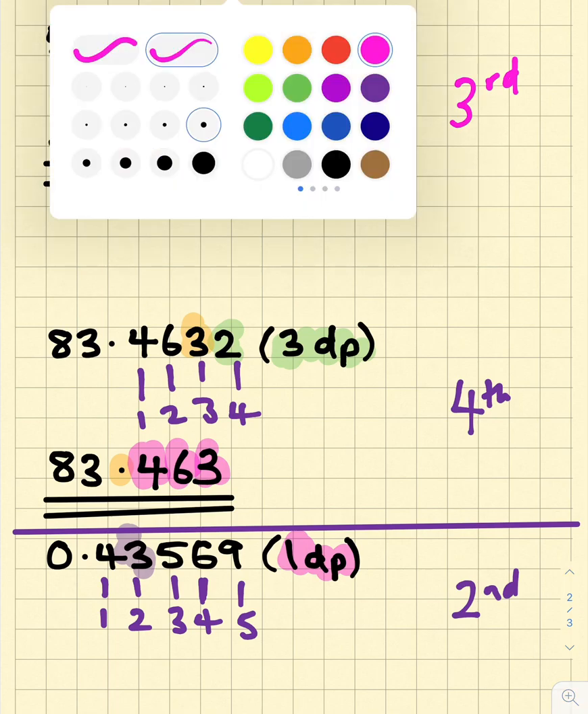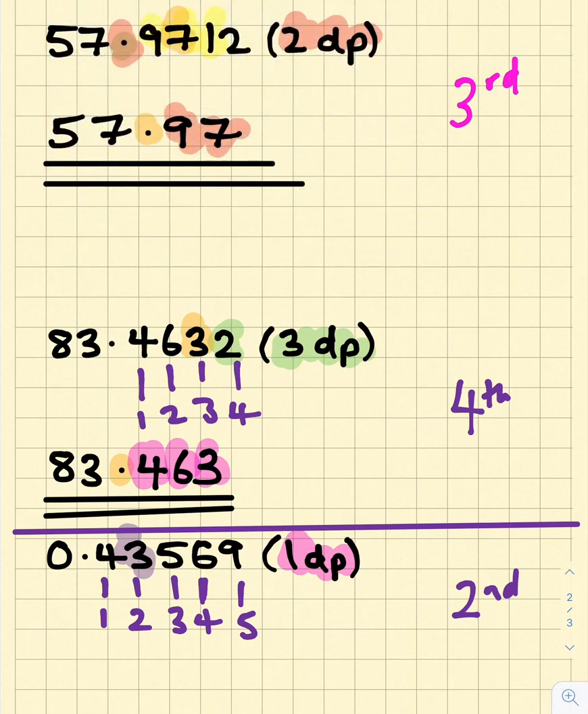Therefore, when rounding 0.43569 to 1 decimal place, we round to 0.4, because the 4 will be rounded down. And we can double underline our answer. How do we know we have rounded to 1 decimal place? Well, after our decimal point here, we only have 1 digit, okay, 1 decimal place.